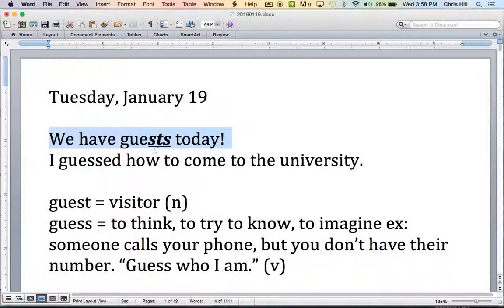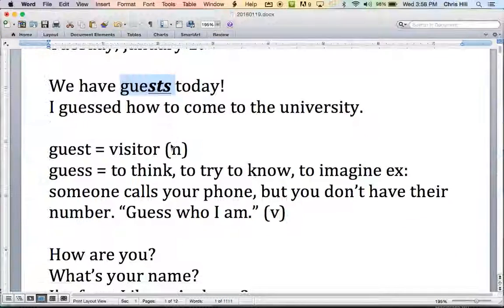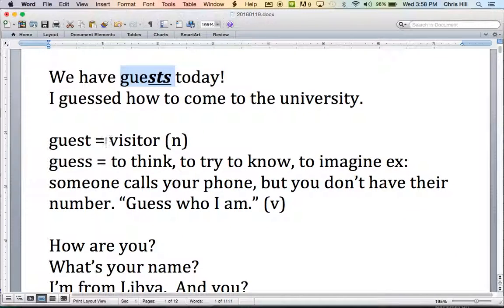We have guests today. Be careful with this word, guests. Say it with me, guests. These three letters can be difficult to pronounce. Remember, guest means visitor, right? Guest means visitor. And guest are pronounced the same way. But if you have more than one visitor, you have guests. Practice that. Make sure you can say that.